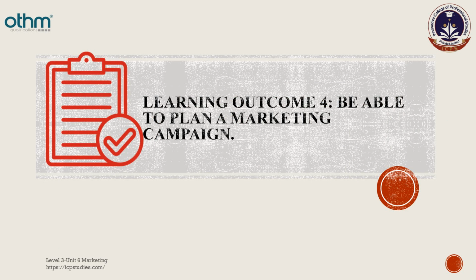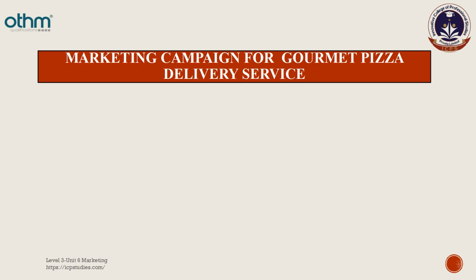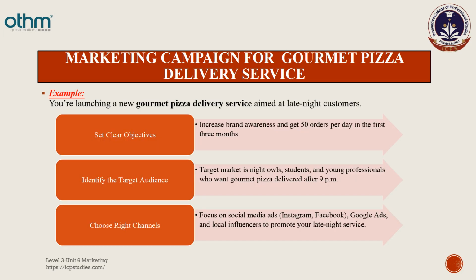Okay, now we have the fourth learning outcome, in which you should be able to plan a marketing campaign. So, the first assessment criteria is to plan the marketing campaign for a product, service, or any event. So in this slide, I will try to explain the marketing campaign for a gourmet pizza delivery service. For example, you are launching a new gourmet pizza delivery service and you aim to target late night customers. So here are some steps of your marketing campaign.